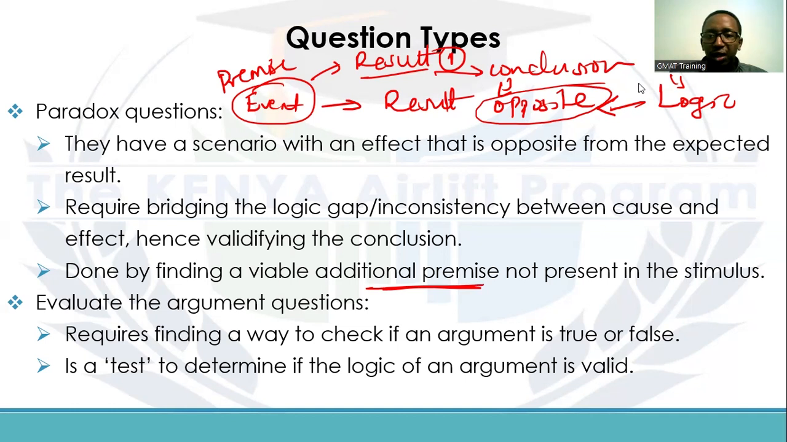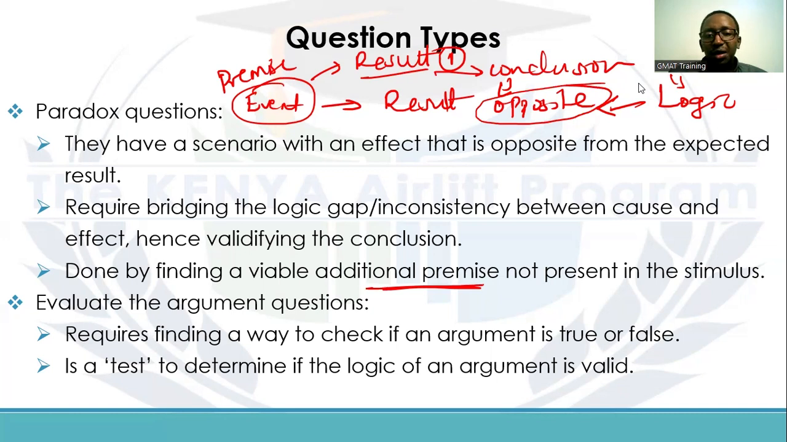So we'll go to evaluate the argument questions. They require finding a way to check if an argument is true or false. So we have our normal structure: premise, logic, and our conclusion. This time we need to test if our conclusion is actually true or not. It doesn't really matter what the results of this test are, as long as it helps us know for sure if the conclusion is correct or incorrect.